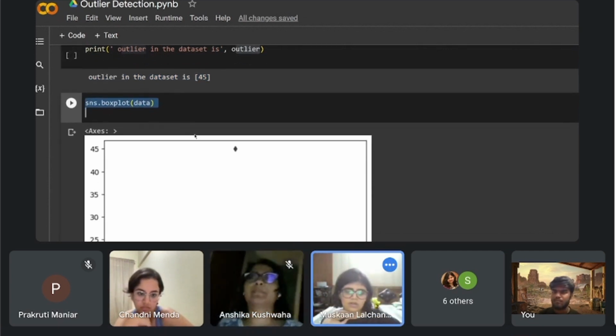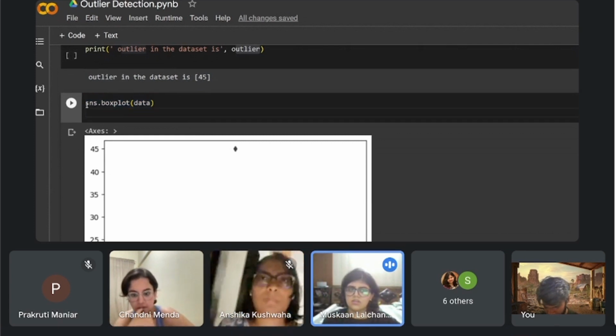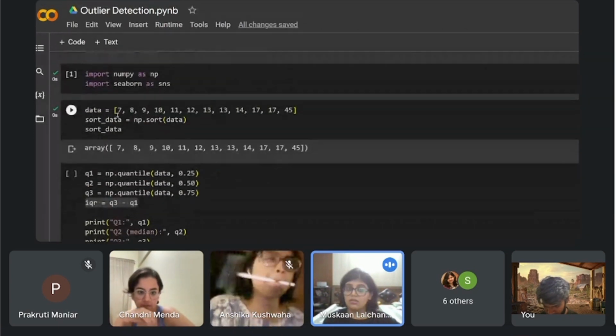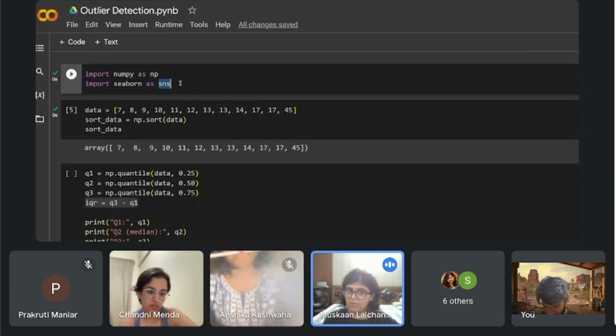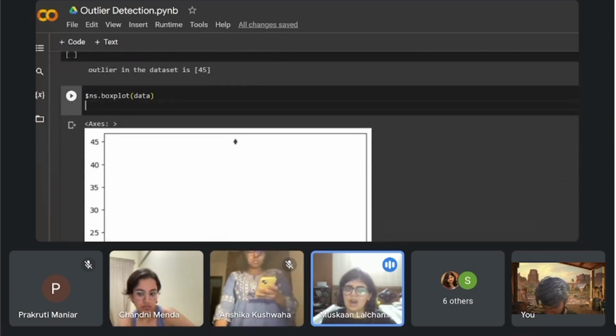Now what we are doing is making a box plot out of this. You don't need a complicated calculator, you just need Python or Google Collaboratory. And this is a feature in SNS, which is our library, called Seaborn. Here you will see SNS, which is a nickname for the library. Now, that particular library has a feature to print a box plot.